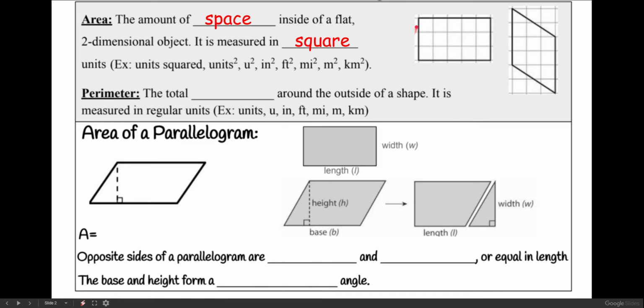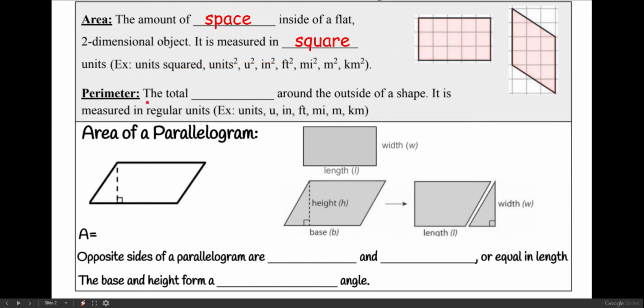So what do we mean by square units? Well, if I wanted to measure the inside space of this rectangle, I need to count up all the squares. This is what area is. It's the amount of space inside, and this has 15 squares, so 15 square units. And if I wanted to find the area of this parallelogram, I count the squares, although some of them are cut, and so we'll learn about that shortly.